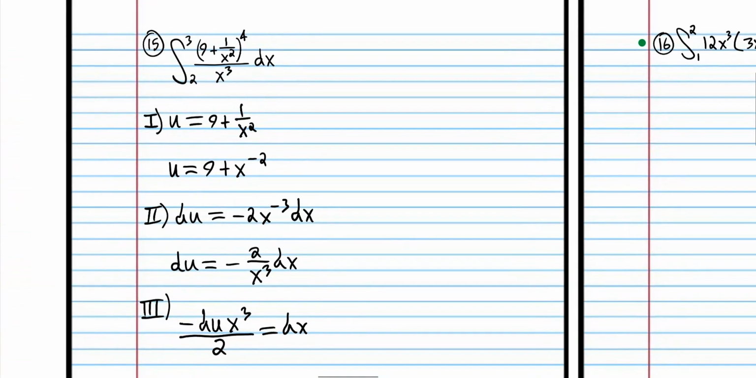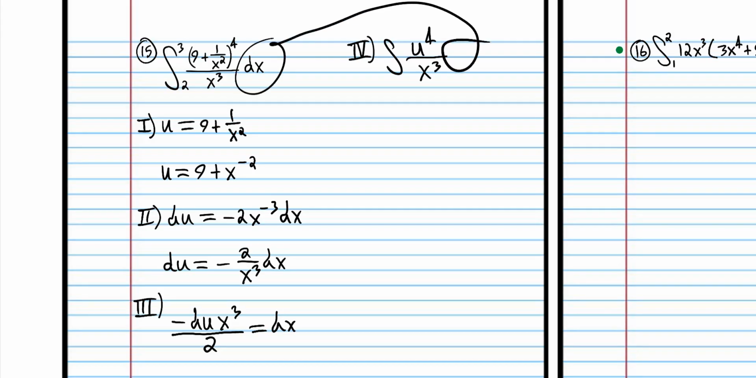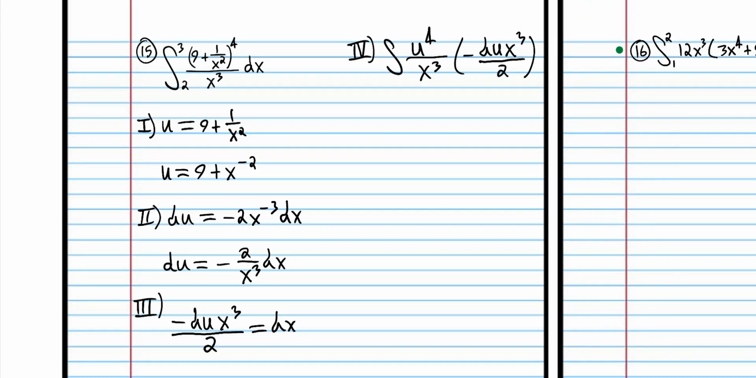Now we're going to go to our integral, and we're going to replace it with a du integral. So we're going to replace 9 plus 1 over x squared with u, and we're going to replace dx with what this says dx is equal to. So that's negative du x cubed over 2. And if we did this correctly, our x cubes should cancel out. And they do.